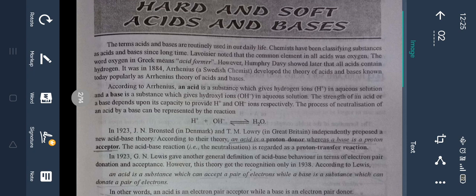The process of neutralization of an acid by a base can be represented by the reaction H positive plus OH negative in equilibrium with H2O. In 1923, J.N. Brønsted in Denmark and T.M. Lowry in Great Britain independently proposed an acid-base theory. According to this theory, an acid is a proton donor, whereas a base is a proton acceptor. The acid-base reaction, that is the neutralization, is regarded as a proton transfer reaction.